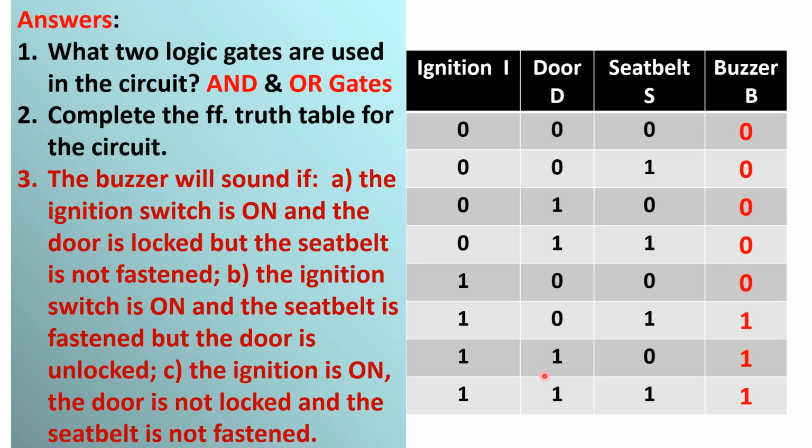And the third, of course, is when the ignition is on. That means ignition I is at logic 1, and the door is not locked. So when the door is not yet locked, the door switch is at logic 1 and the seat belt is not yet fastened, so the seat belt switch is still at logic 1. So these are the 3 specific conditions for the buzzer to produce the sound.